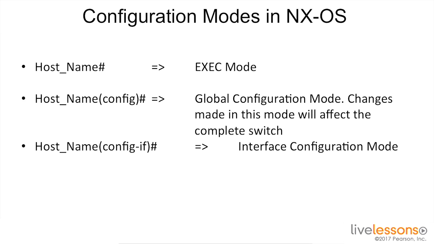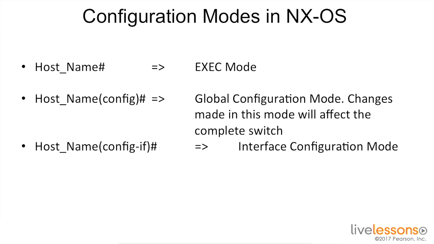The first one is the host name and a pound sign, and that's called the exec mode. You can't do a lot of configuration there, but you can do different commands to show and see what's going on with the switch. The second configuration mode is a mode we call global configuration mode. This is represented by the host name of the switch and a config followed by a pound sign. The changes made in this mode usually affect the entire switch as a whole.